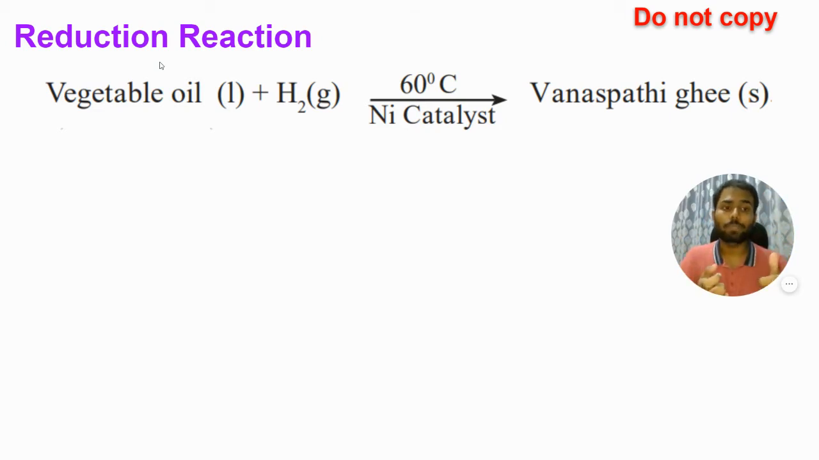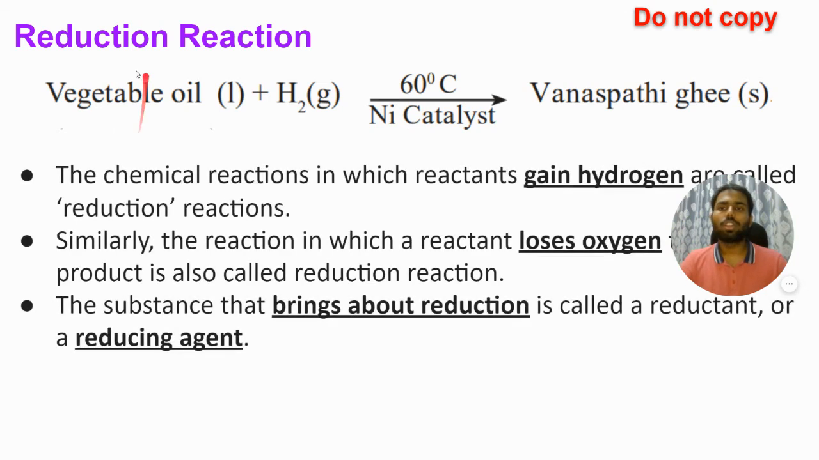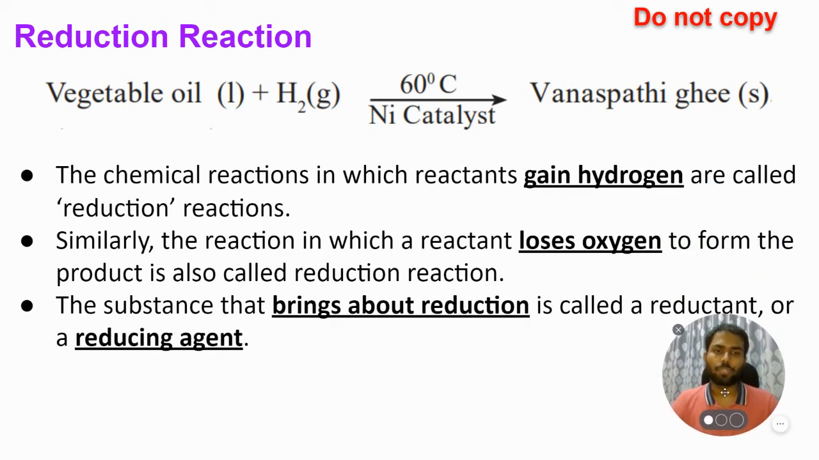अब यहाँ पे उल्टा हो रहा है, हाइड्रोजन इज नॉट बीइंग लॉस्ट, हाइड्रोजन कंबाइन हो रहा है। सो हाइड्रोजन जब कंबाइन होता है, इट इज ऑपोजिट ऑफ ऑक्सीडेशन, और उसको हम लोग रिडक्शन भी बोलते हैं। ओके, सो केमिकल रिएक्शन इन विच रिएक्टेंट्स गेन हाइड्रोजन आर कॉल्ड रिडक्शन रिएक्शन। सिमिलरली द रिएक्शन इन विच reactant loses oxygen to form the product is also called reduction reaction.